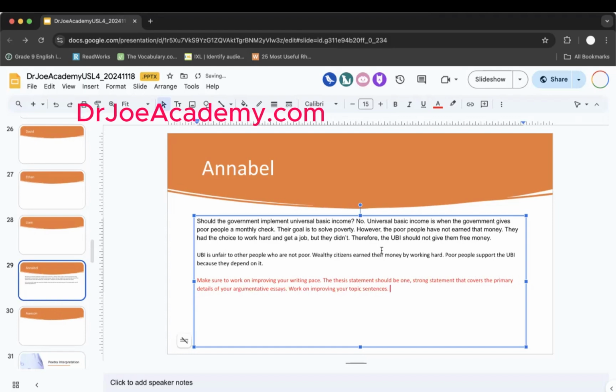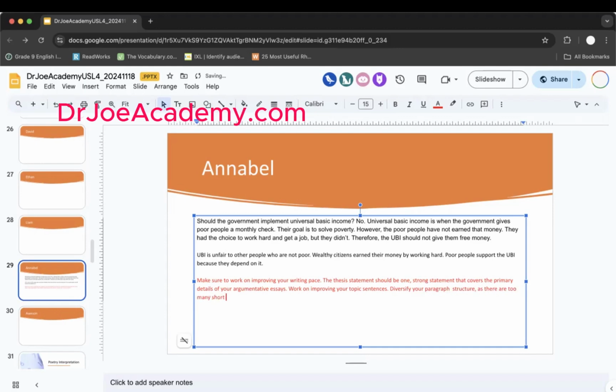From what we see of the body paragraph so far, I would suggest working on improving your topic sentences. Also, another thing I would recommend is to diversify your sentence structure. Or, I'm going to say your paragraph structure, as there are too many short sentences. A good paragraph would have a variety of different sentences, long sentences as well as short sentences. So try and manage with that. And Annabelle, do you have any questions with the provided feedback?